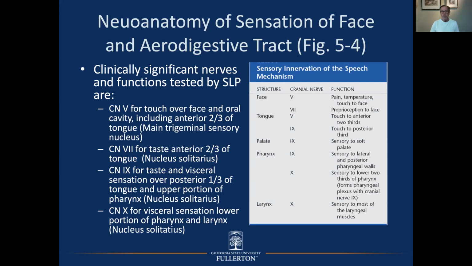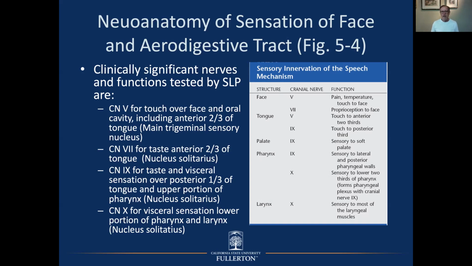Just as a quick overview, cranial nerve number 5, which is the trigeminal, subserves touch over the face and the oral cavity, including the anterior 2/3 of the tongue. I'm going to say this several times because it's very important, but let me say it right now. It's touch for the entire face. It's also, by the way, kinesthesia and proprioception and pain and temperature. But the thing that SLPs test would be light tactile stimulation or touch. So we're mainly going to be concerned with that, especially when it comes to testing.